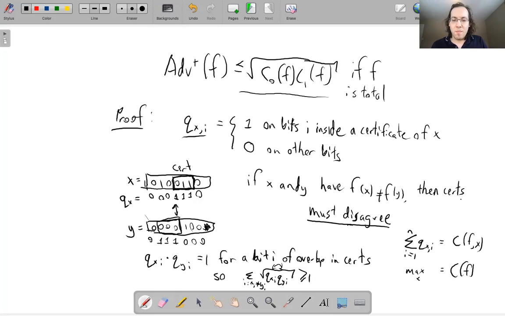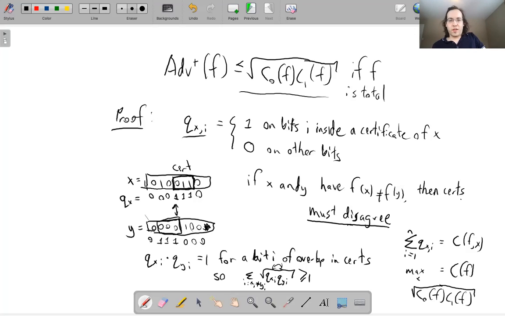If we multiply all the weights for 0 inputs by some scalar and divide the weights for 1 inputs by the same scalar, to balance it out, then you can replace this maximum C of f by the square root of C0 of f times C1 of f, the maximum certificate size for 0 inputs and the maximum certificate size for 1 inputs. So by the rebalancing trick, you can get it to be that.